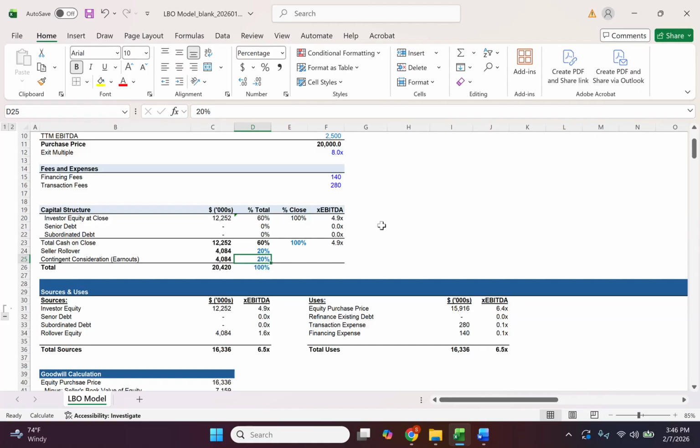So given those risks, we believe 20% of the purchase price should be contingent, structured as a 2-year earnout. This earnout is contingent consideration. It increases enterprise value, but it does not appear in the sources and uses because no cash changes hands at close.